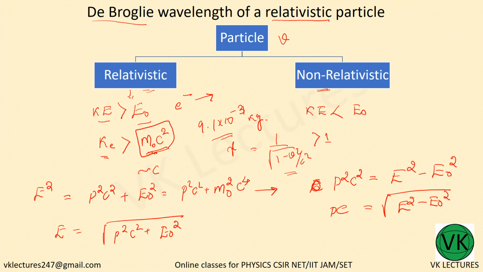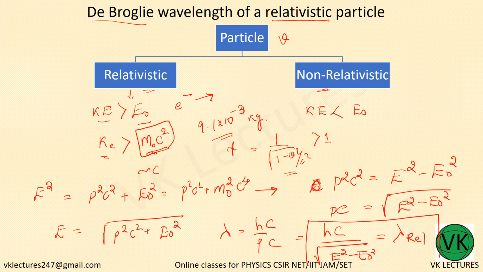So what is the de Broglie wavelength lambda? We can write it as h by p, or hc by pc. Both h and c are constants. What is pc now? PC is equal to under root E square minus E naught square. So this is the de Broglie wavelength for a relativistic particle: hc divided by under root E square minus E naught square, where E is the total energy of the particle and E naught is the rest mass energy of the particle.